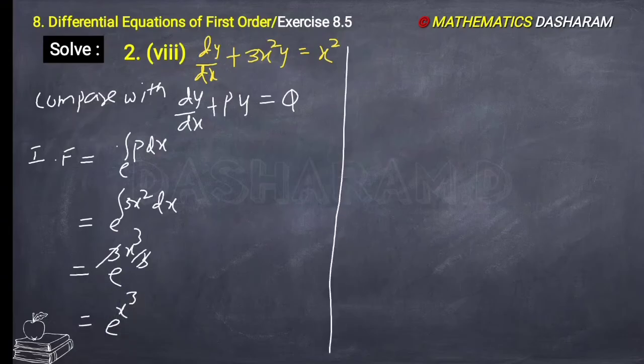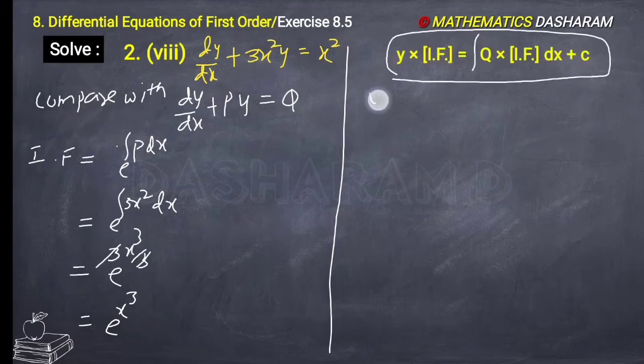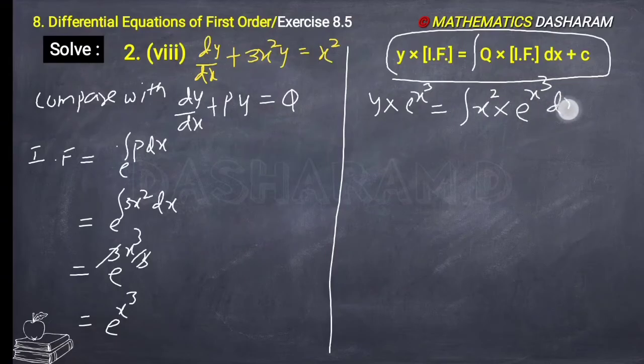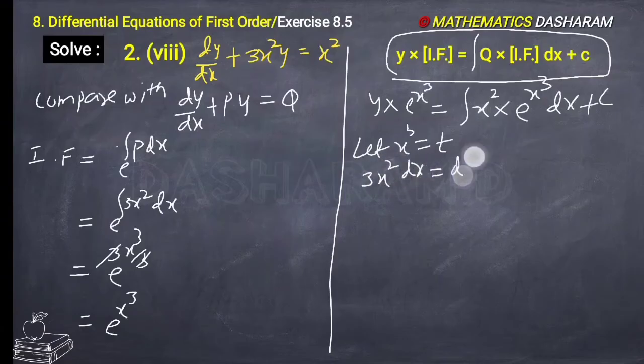Let's find the solution for it. So here is the formula, y into integrating factor e to the power of x cube equals integration q, that means x square into integrating factor e to the power of x cube dx plus c. So to find its integration, let us take x cube equals a new variable t. Next, differentiating, 3x square dx equals dt. From this, x square dx equals dt by 3.